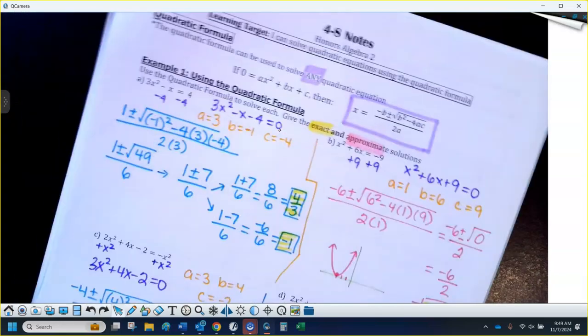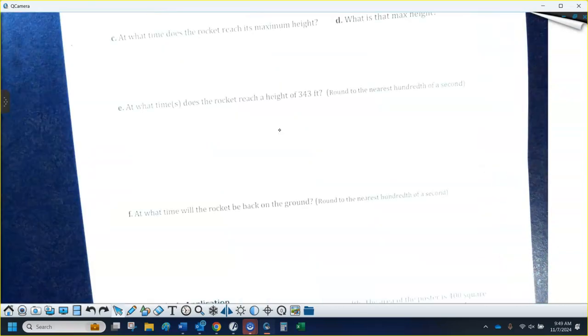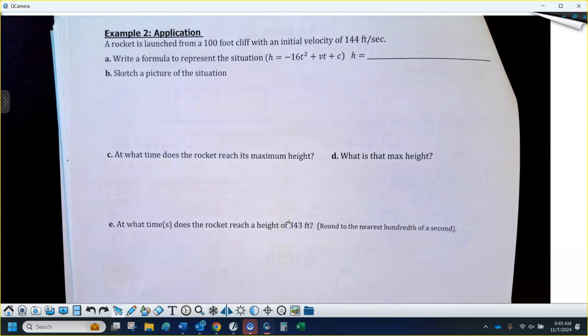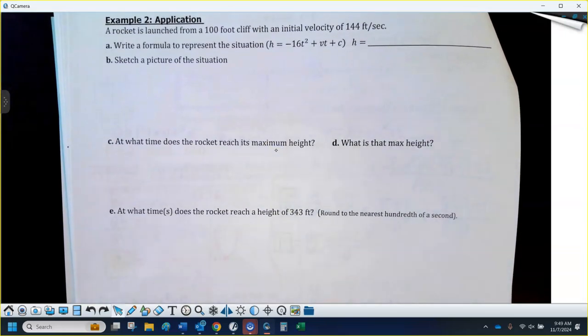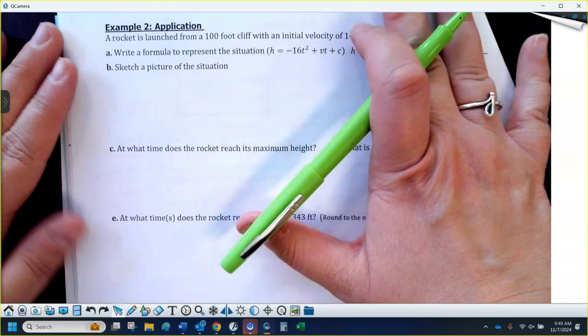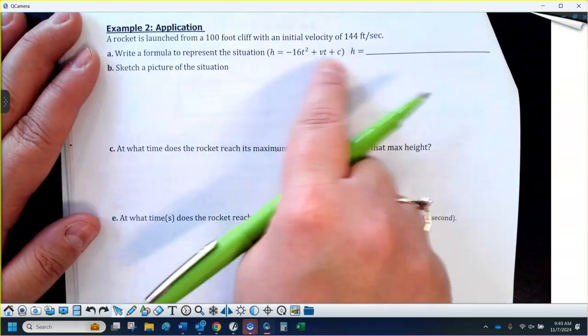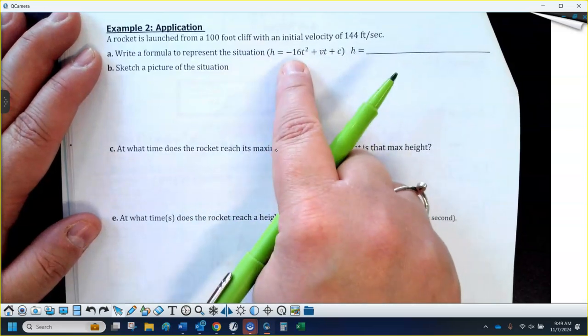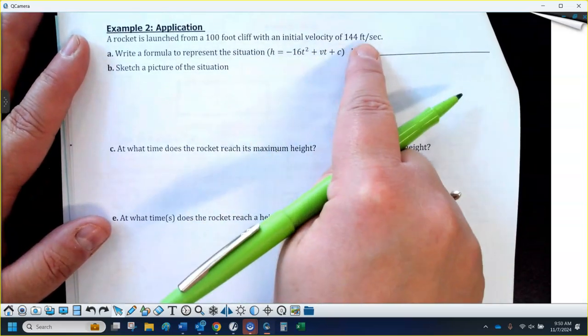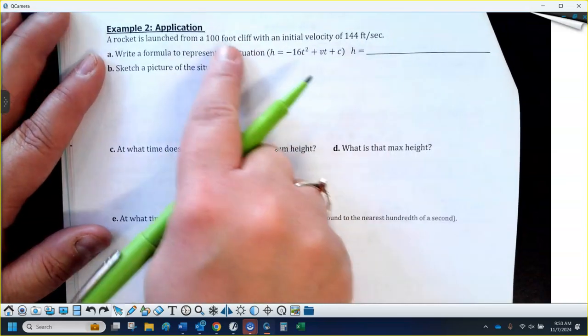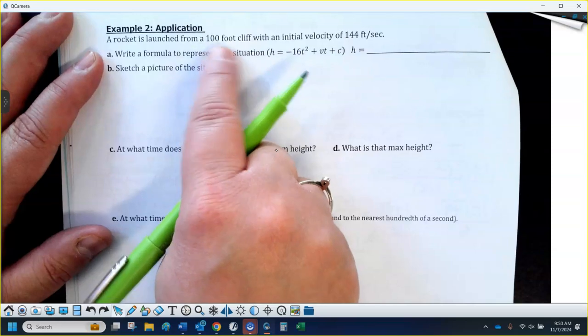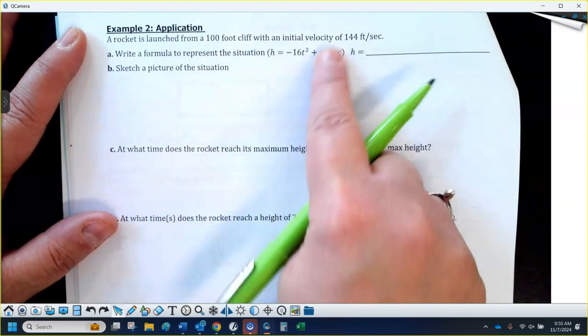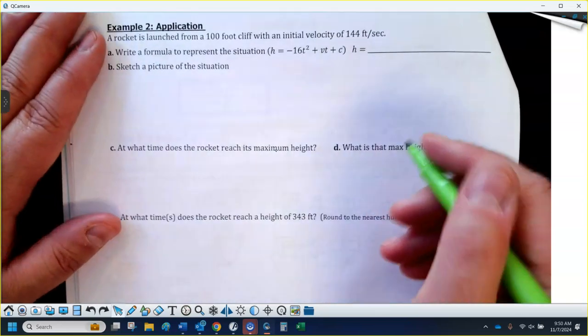Okay. Now we're just going to do a little application on the back. All right. So a little throwback to our Unit 3 here, where we're going to talk about an object and gravity-based height and time. It says a rocket is launched from a 100-foot cliff with an initial velocity of 144 feet per second. Here's the little formula we talked about in our last unit. The -16, remember, that's gravity in feet per second. So since our velocity is feet per second and we're launching this off of a 100-foot cliff, it's in feet, those units are all the same, so that's why the gravity is -16 feet per second.